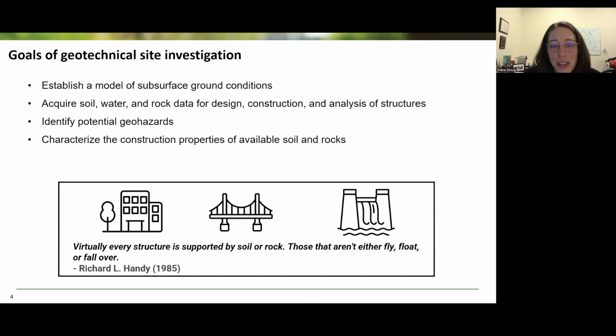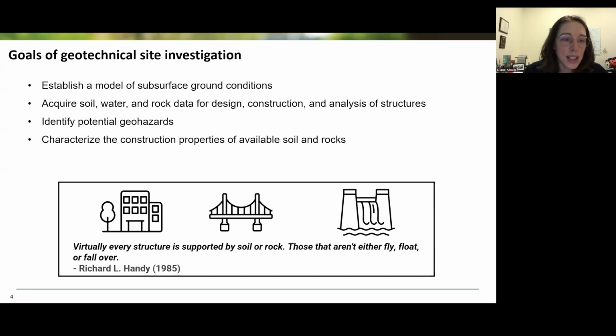Geotech site investigation is a critical part of almost any project. As Richard Handy said, virtually every structure is supported by soil or rock. Those that aren't either float, fly, or fall over. So we need to get the soil and rock right in order to properly build on or in them. So what are our goals of site investigation? We want to establish a model of subsurface ground conditions. That model needs to have soil, water, and rock data for design, construction, and analysis of the structures, including the properties that we need for the analysis and design.